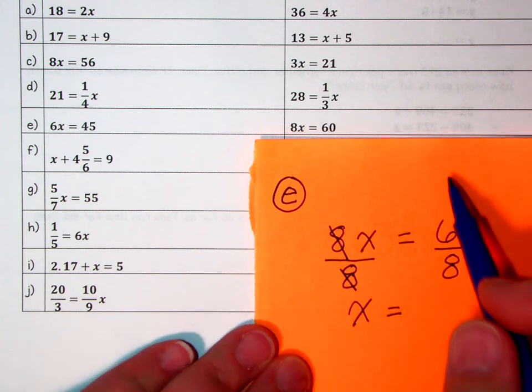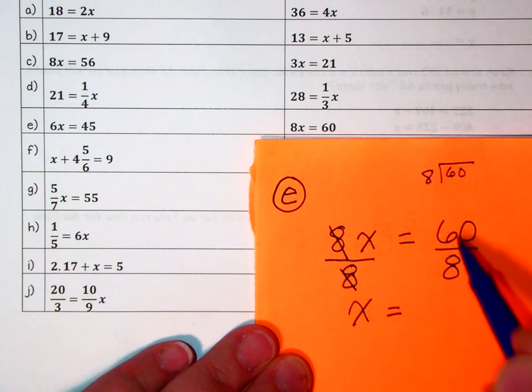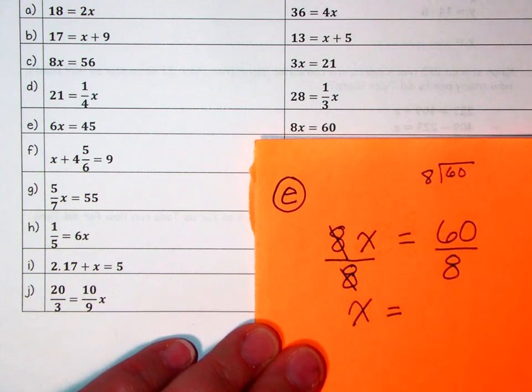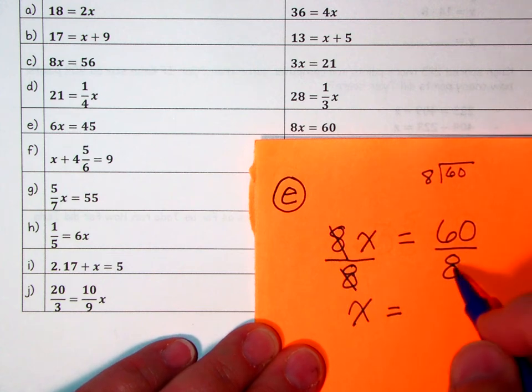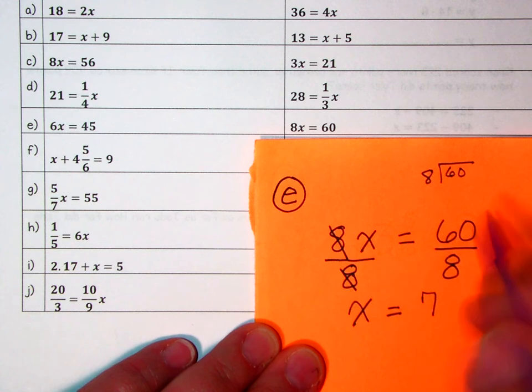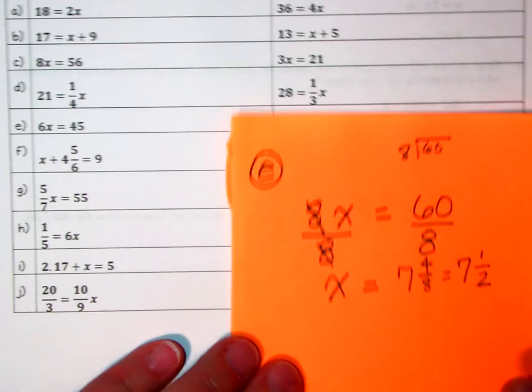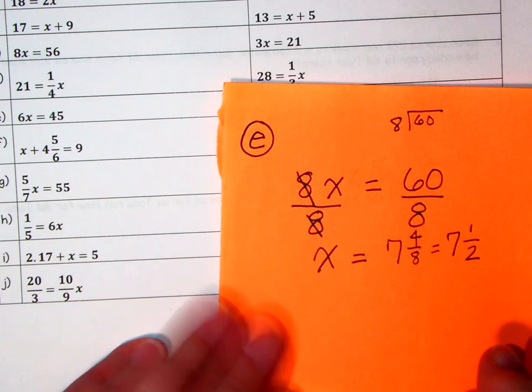And I could set this up as a long division problem. But for me, it's easier to just look at this as being an improper fraction and just simplify it. So 8 goes into 60 7 times. And 7 times 8 is 56. 60 minus 56 is 4. So the remainder is 4/8. And then I would simplify that to 7 1/2. So the answer should be 7 1/2.